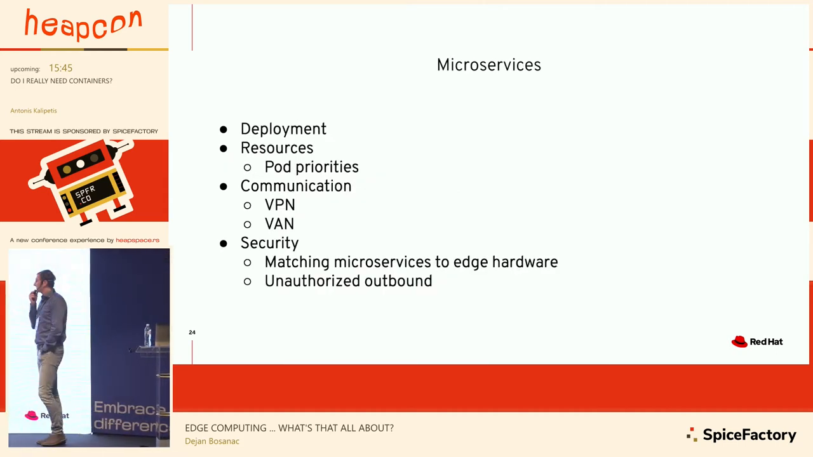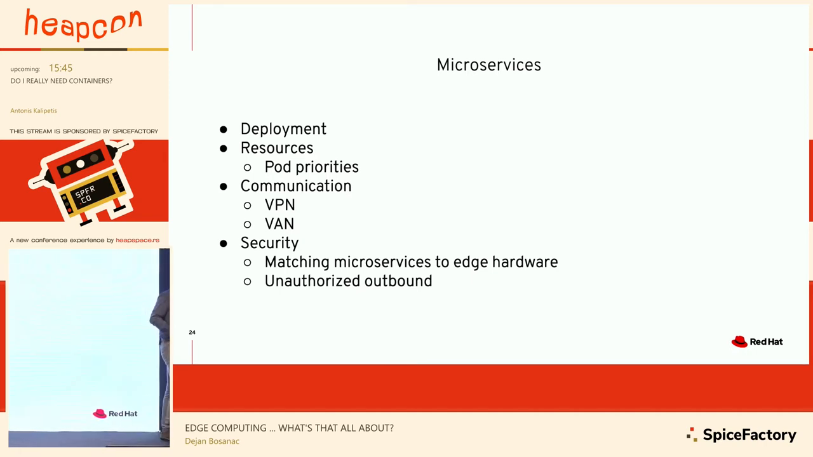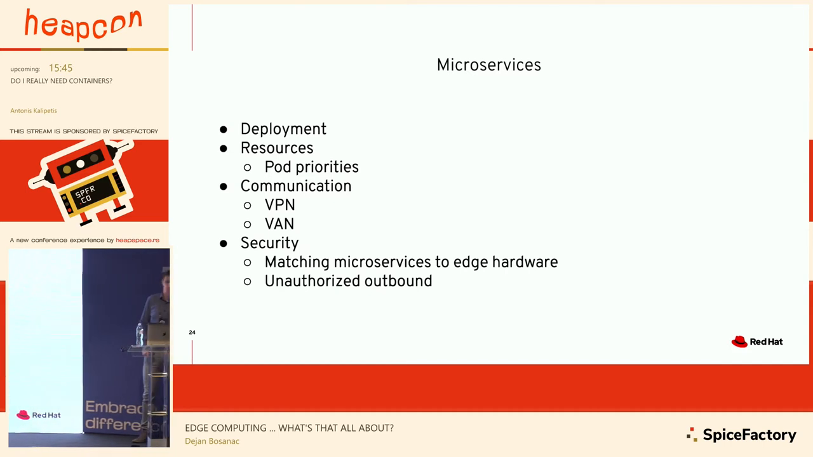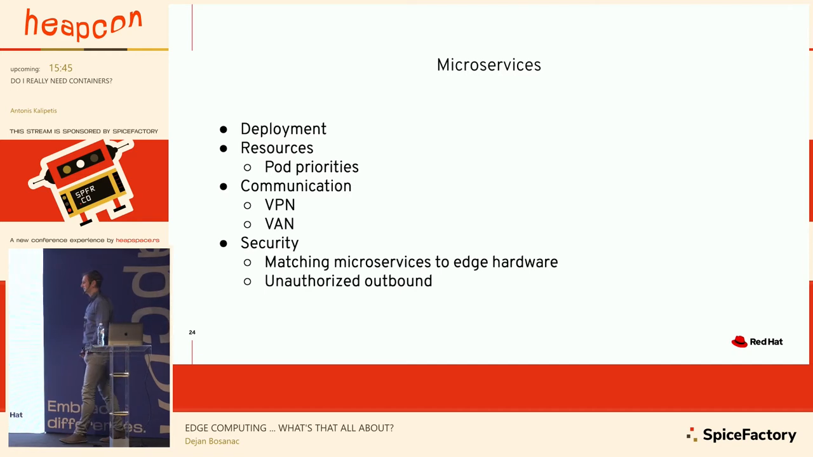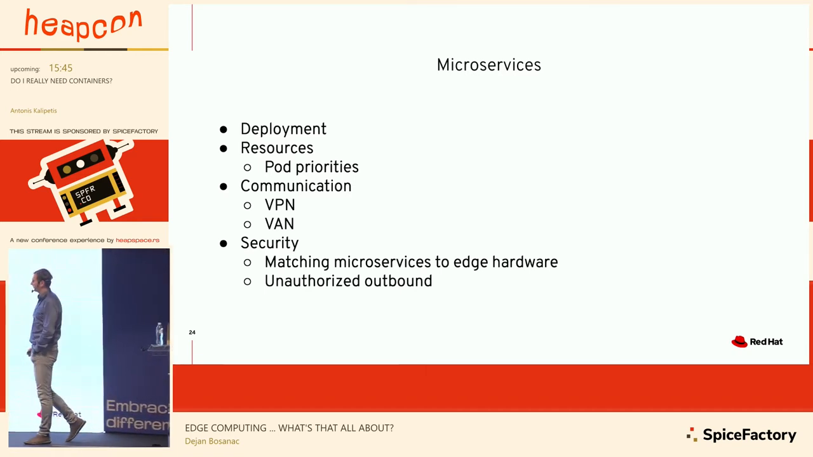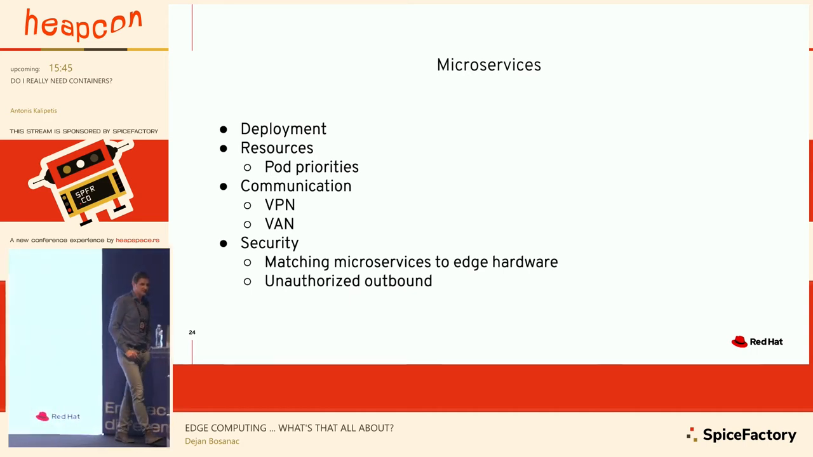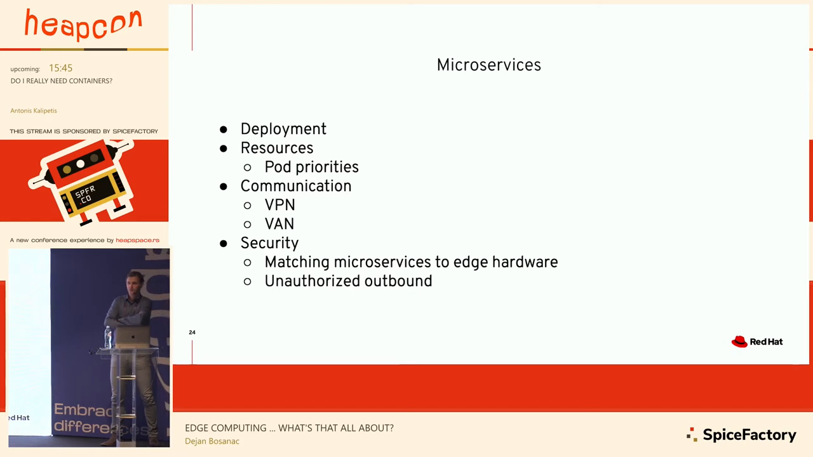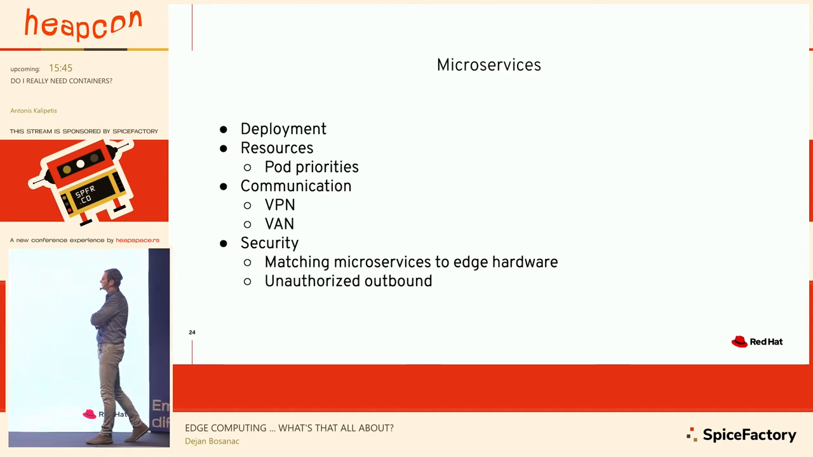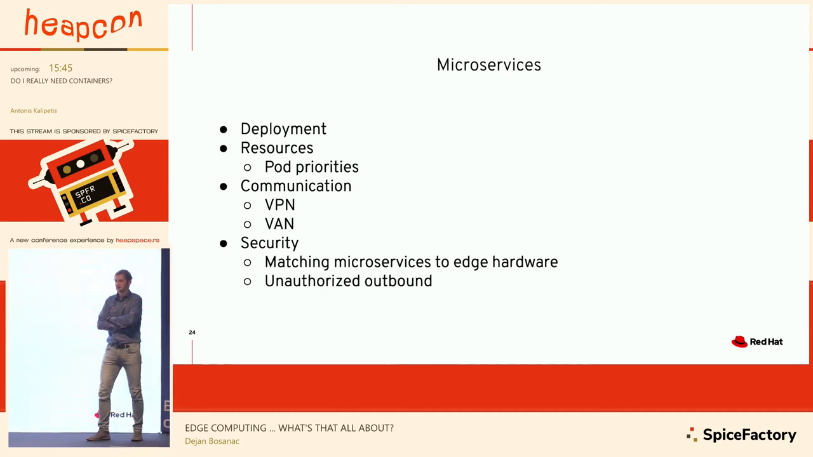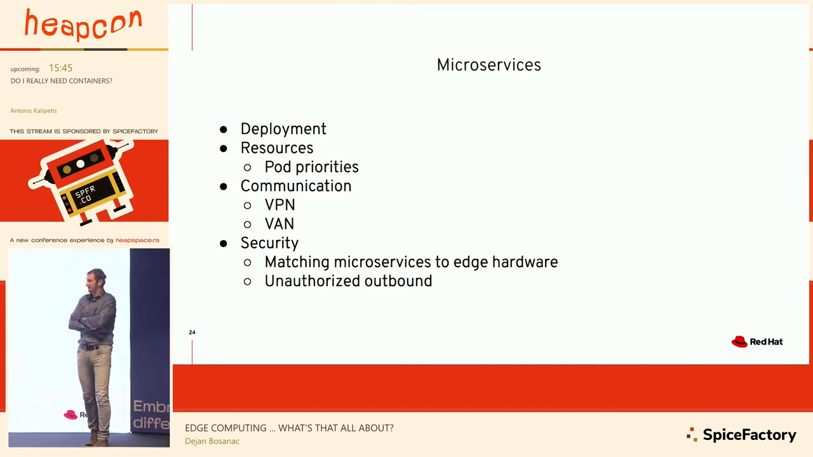So let's talk a little bit about the services themselves and what's important when we talk about how we're gonna manage those microservices and what we are going to do to solve some of the issues there, because as I said, there are a lot of services. There are no infinite resources there. So we need to think about a couple of things. First thing is how we are going to deploy those services at the edge locations.